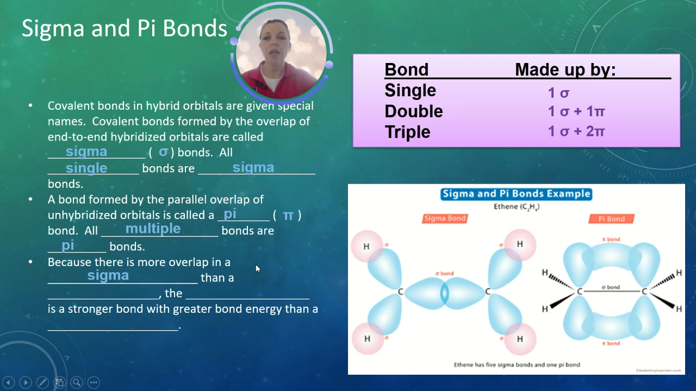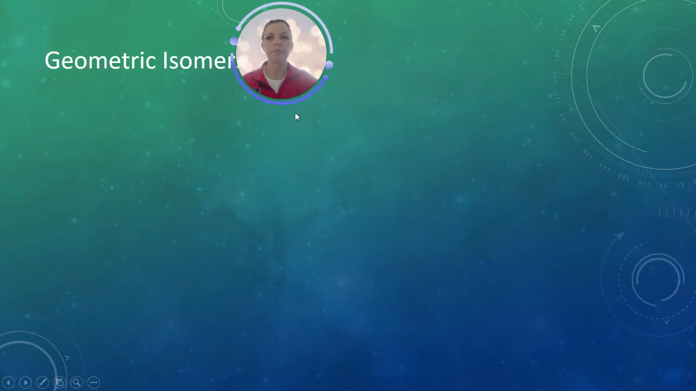Because there's more overlap in a sigma bond than a pi bond, the sigma bond is a stronger bond with a greater bond energy than a pi bond if we're pulling those apart individually. However, you might remember that in total, a single bond is longer and weaker than a double bond, which is longer and weaker than a triple bond. So do keep that in mind.